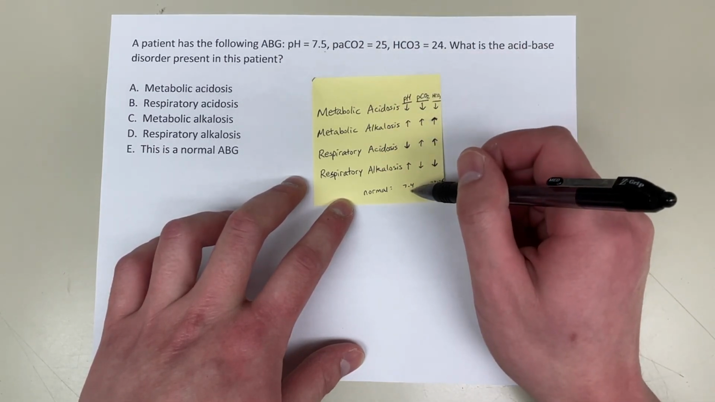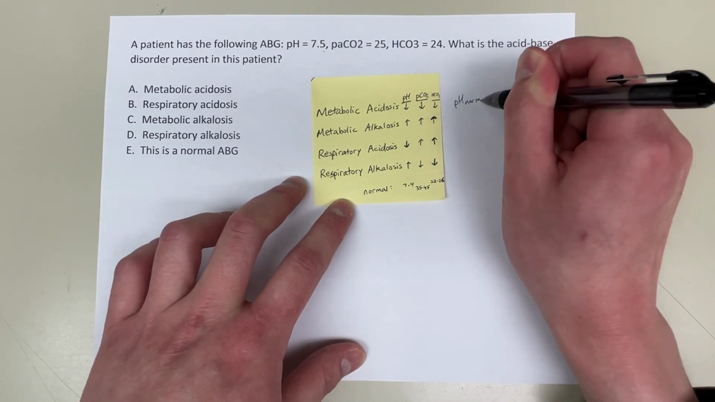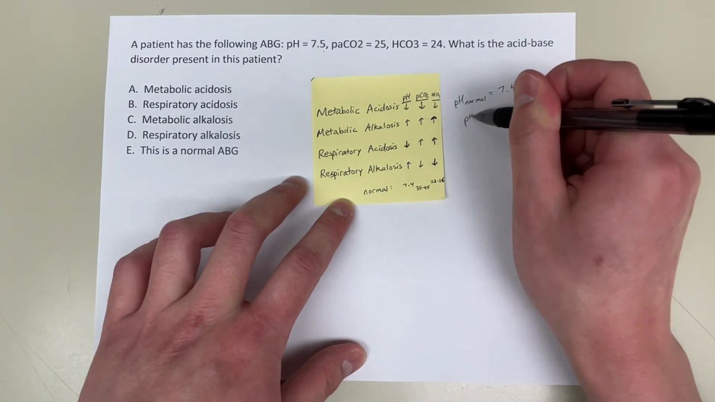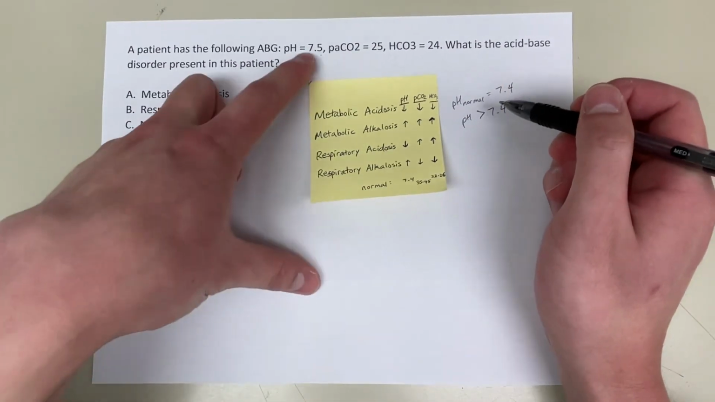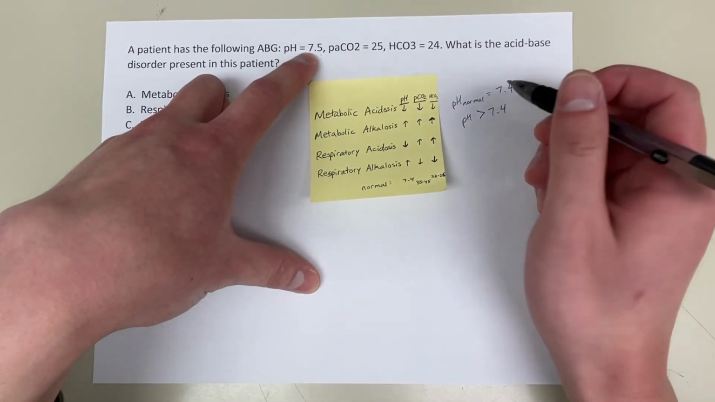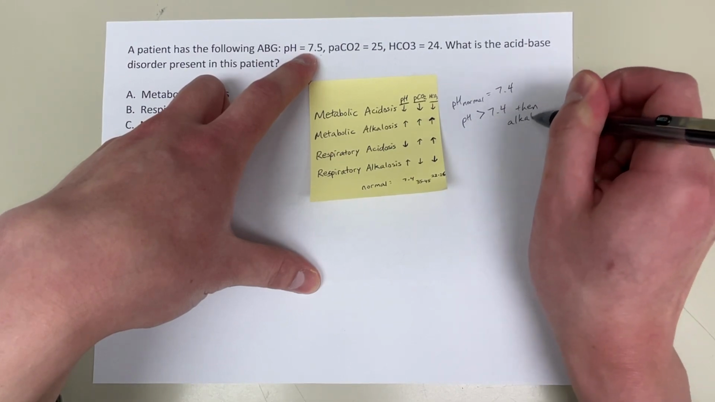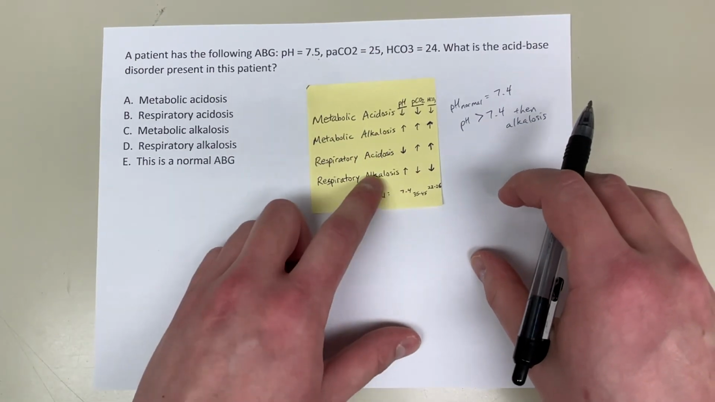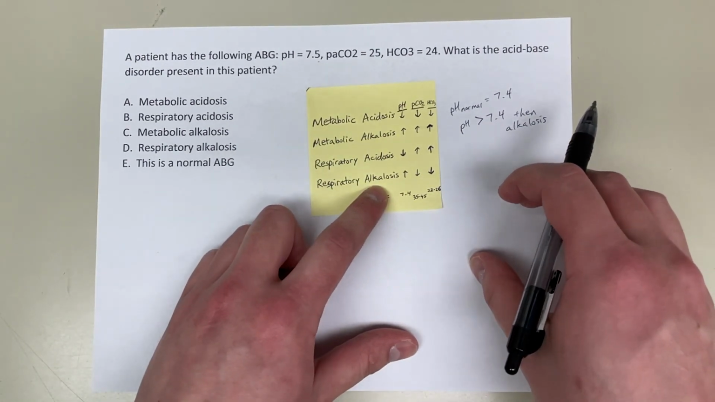and that's higher than the normal, because the normal pH is 7.4. So if pH is greater than 7.4, in this case because the pH is 7.5, then it's alkalosis. So I know it's one of these two, metabolic alkalosis or respiratory alkalosis.